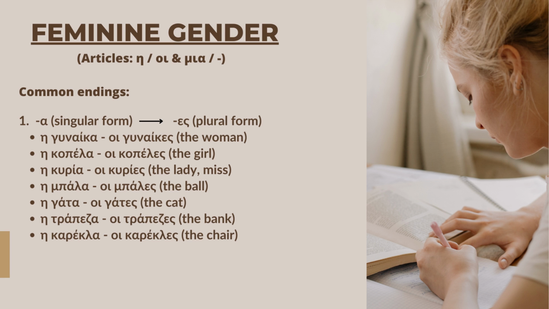Now, we can start with the feminine gender. I'll repeat again that the definite articles for the feminine gender are η for singular form and οι, pronounced I, written as omicron iota in the plural form. And again, the indefinite article which exists only in the singular form is μία. So the first common ending of the nouns in feminine gender is alpha. We pronounce it as a. So a in singular form becomes es in plural form.